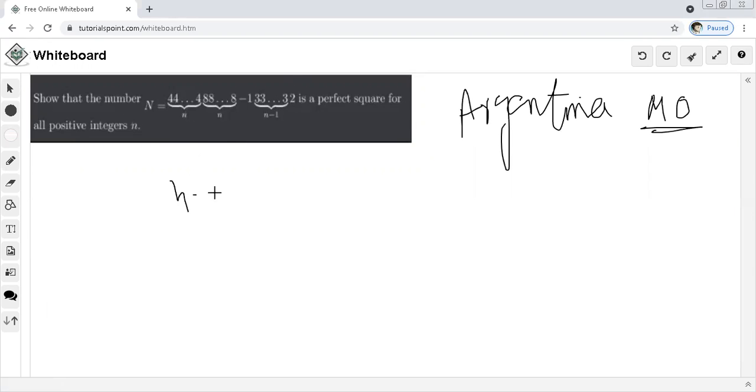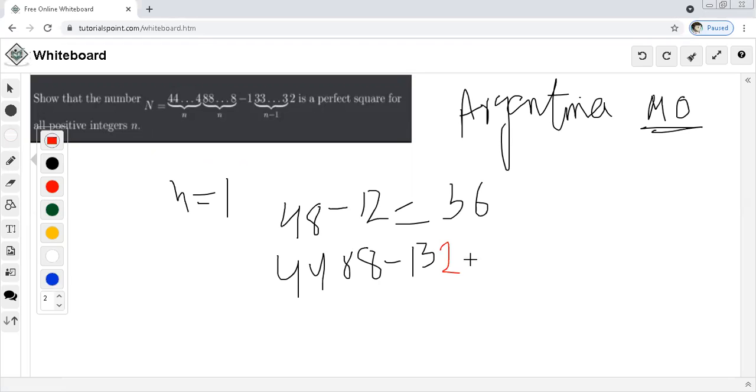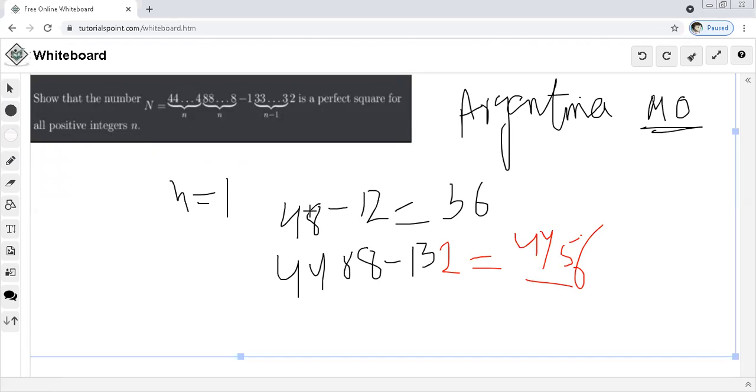For example, if n was 1, then this number would have been 48 minus 12, that means zero threes, 36. It is true. Again, let's come back. If n was 2, it is 4488 minus 132, sorry, my mistake, minus 1332, which gives 3156... 65 44 56. This is also a perfect square. Now similarly we have to prove that for all these n, this number will always be a perfect square.